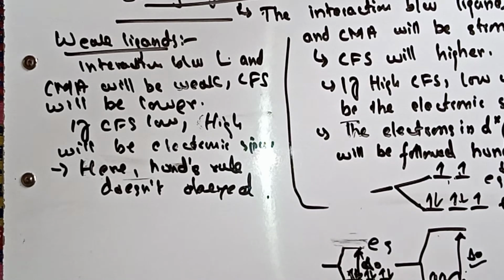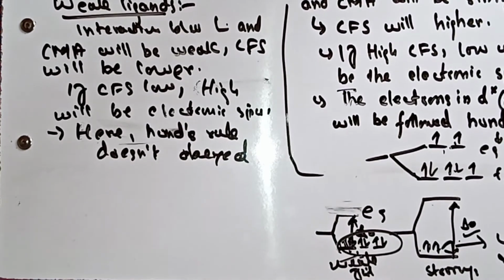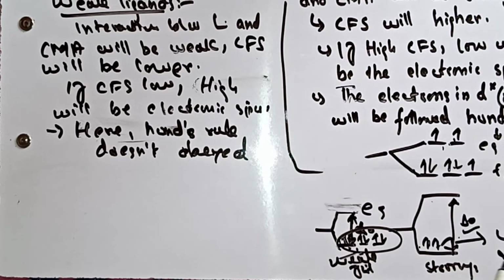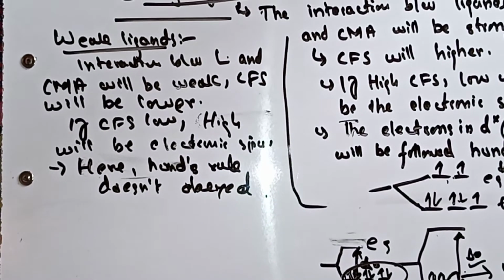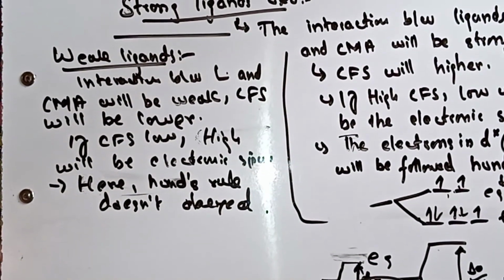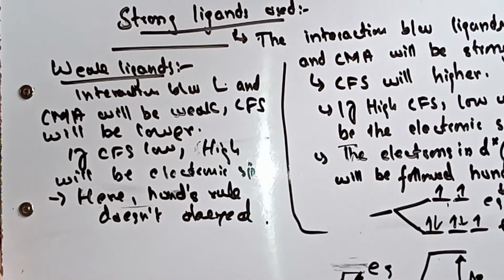So in weak ligand, high spin will be obtained, because first pairing will occur. When pairing occurs, spin will be high. When pairing does not occur, Hund's rule is followed and orbitals are occupied singly, in strong ligand, so low spin will be formed. These are low spin and high spin complexes, the concept in case of octahedral complexes. Is that right? So now let's start.